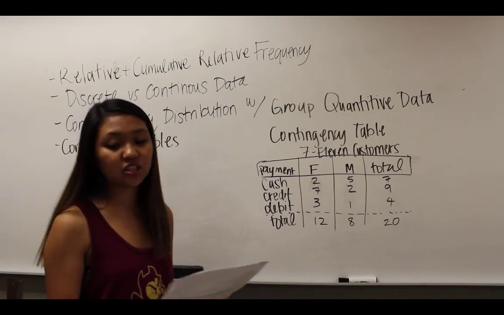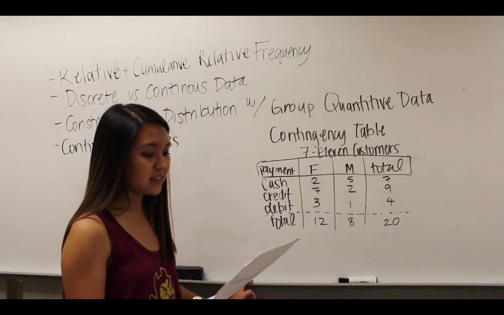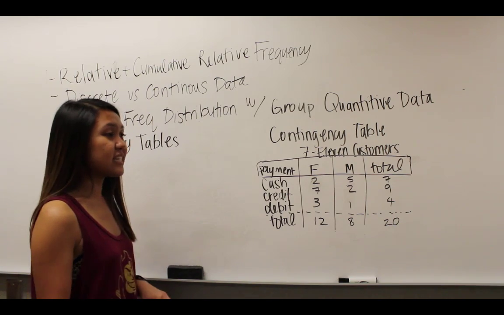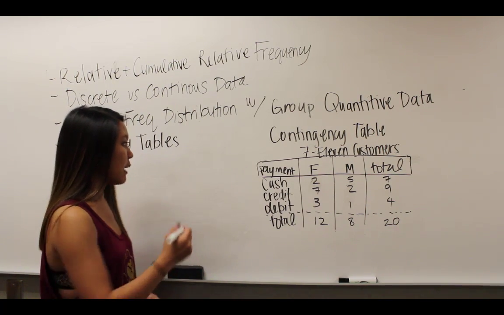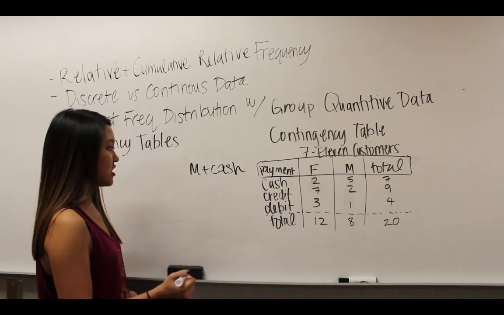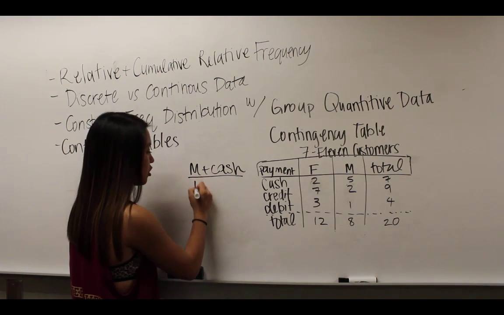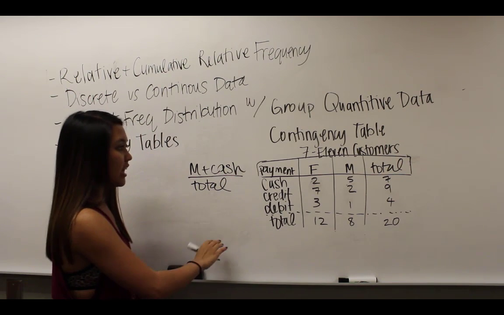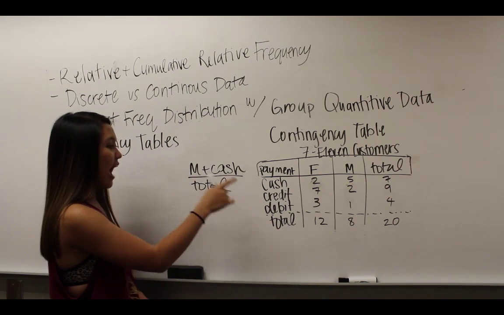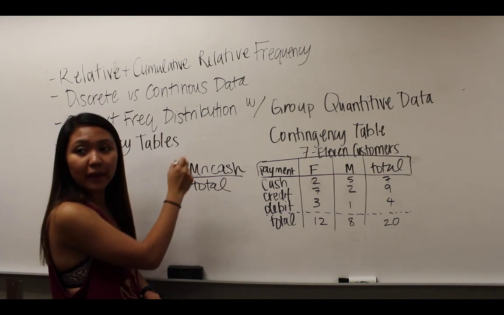And then the last question is asking what is the probability that a randomly selected customer from this group is male and paying with cash. So it wants you to find the probability of someone who is male and paying in cash. On the probability you always want this on top and your total on the bottom, because it's asking what is the probability that, from all these customers, your customer is male and paying with cash. I wrote it like this, but you can also see it as the intersection of people who are paying with cash and male.